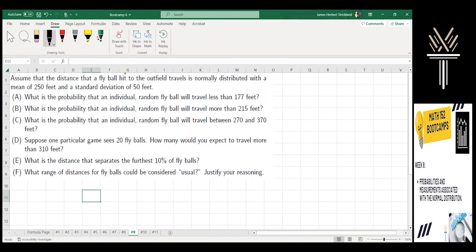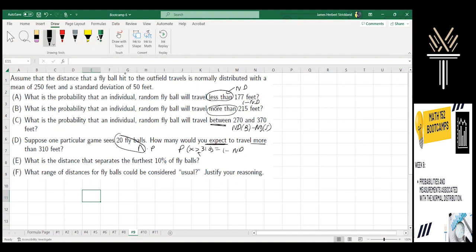All right, rapid fire now. Less than tells us norm.dis, nothing special. More than, 1 minus norm.dis. Between, norm.dis big minus norm.dis small. Expected value, N times P, where N is our objects and P is our probability, and probability says more. So X is greater than 310, which means, because it's more than, 1 minus norm.dis.